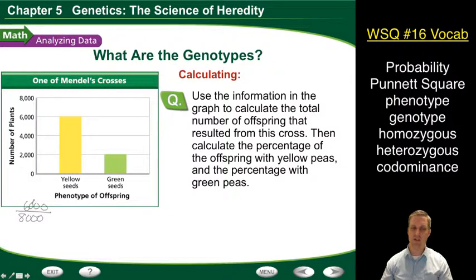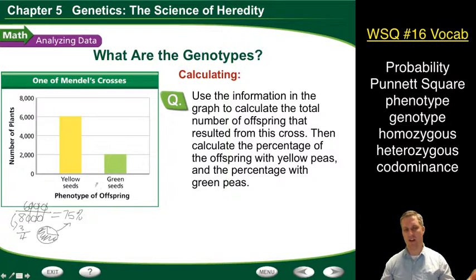6,000 divided by 8,000 would be the same as 6 over 8, and 6 over 8 would actually equal 0.75, or that would be 3/4, right? Which would be 75%, because 6 over 8 equals 3/4. And if you think of a pie, if I color in 3/4 of the pie, how much of the pie is actually colored in? 75%.